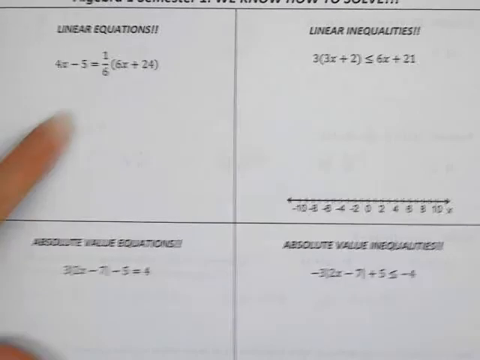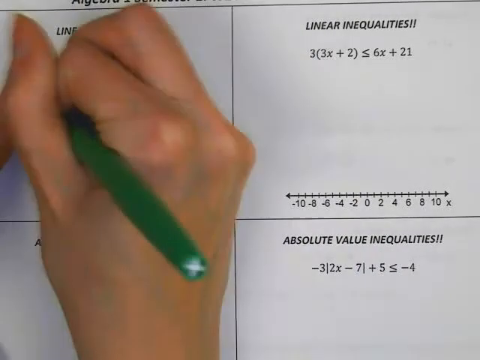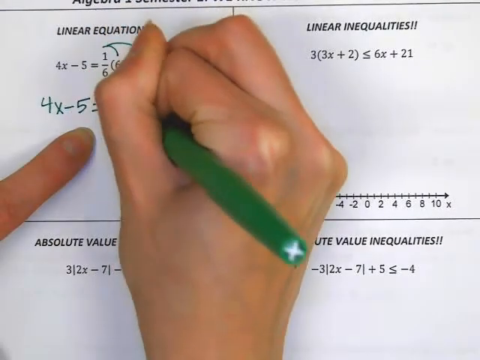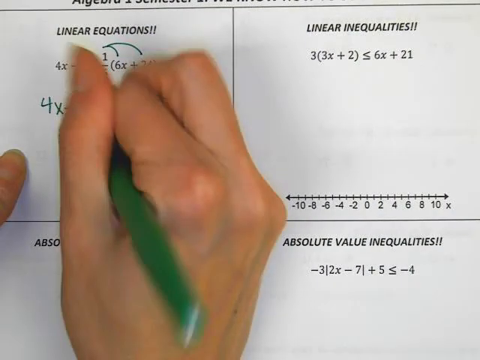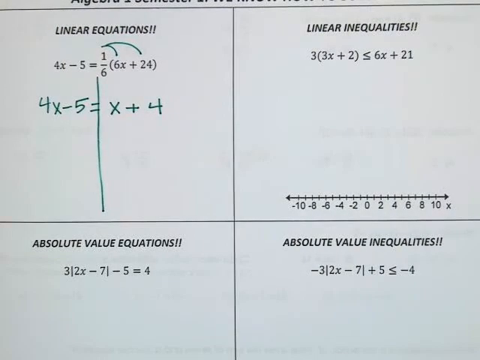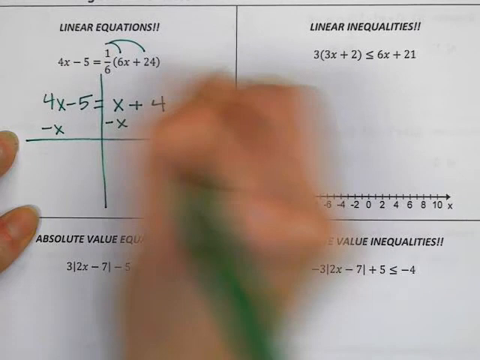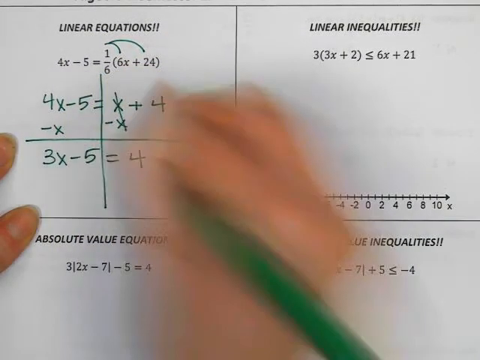So first of all, basic linear equations. I would say most of you would distribute here. So you would get 4x minus 5 equals 1x plus 4 if you distribute. And then you want to draw the wall, get all the x's to one side and all the constants to the other side. So if we minus the x over, we now have 3x minus 5 equals 4.